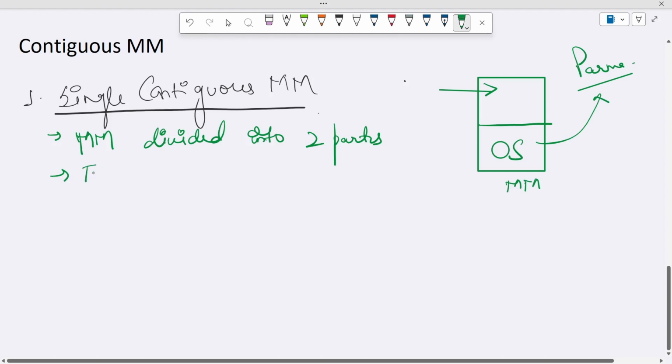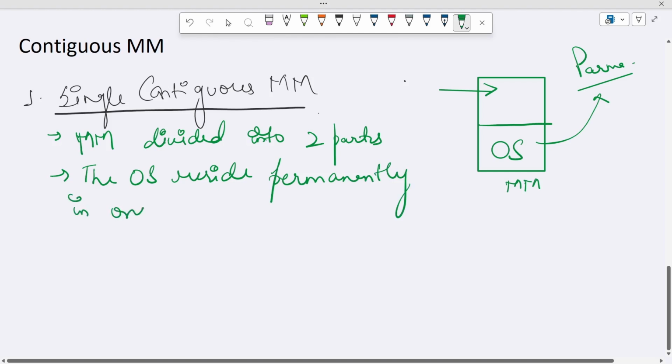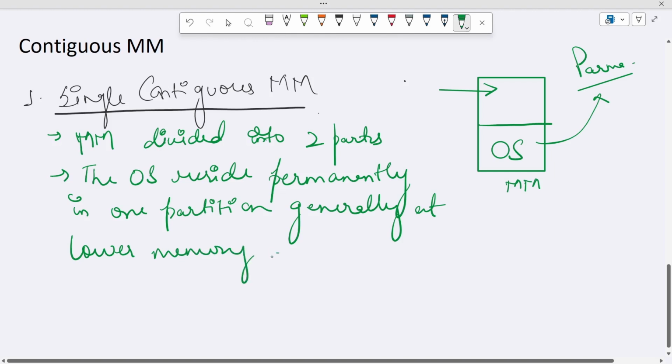And if you want to write it, you can write that the operating system resides permanently in one partition, generally at lower memory. And the user process is loaded in the other part. This is a single contiguous main memory.